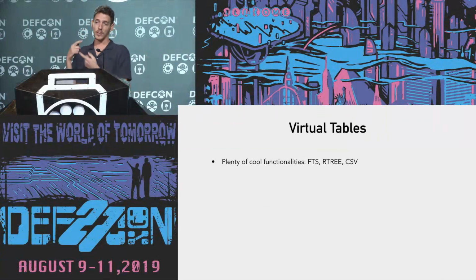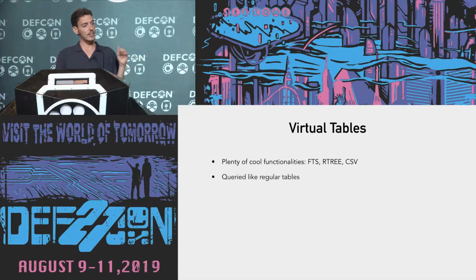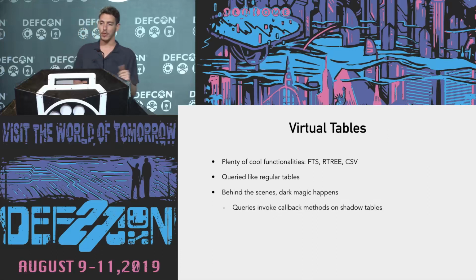So we have FTS that we just described. There is also R-tree, a virtual table that allows for some clever geographical indexing, or the CSV virtual table that lets you treat your database as you would a CSV file. And actually, all these virtual tables are queried just like regular tables. But behind the scenes, some dark magic happens, because every query invokes a callback method on something called shadow tables.